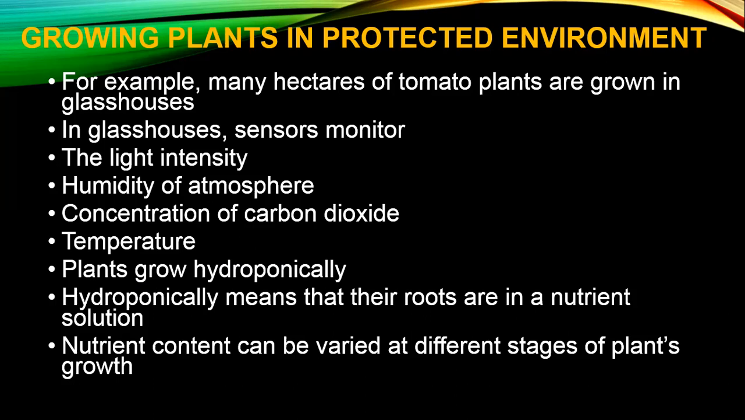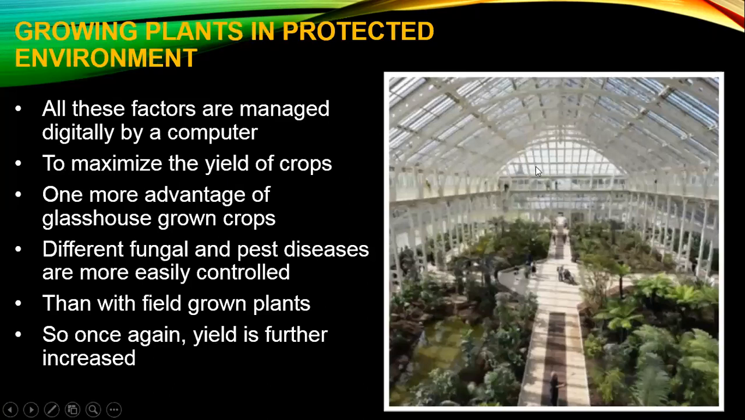So basically hydroponically means that the roots of the plants are growing in a nutrient solution, and the contents of the nutrient solution can be varied at different stages of the plant's growth. Now you can see this is a picture of one of the glass houses, and you can see water here. So this is the nutrient solution as well. Now, all these factors, as I told earlier, are managed digitally with the help of a computer, and that is once again to maximize the yield of the crops.